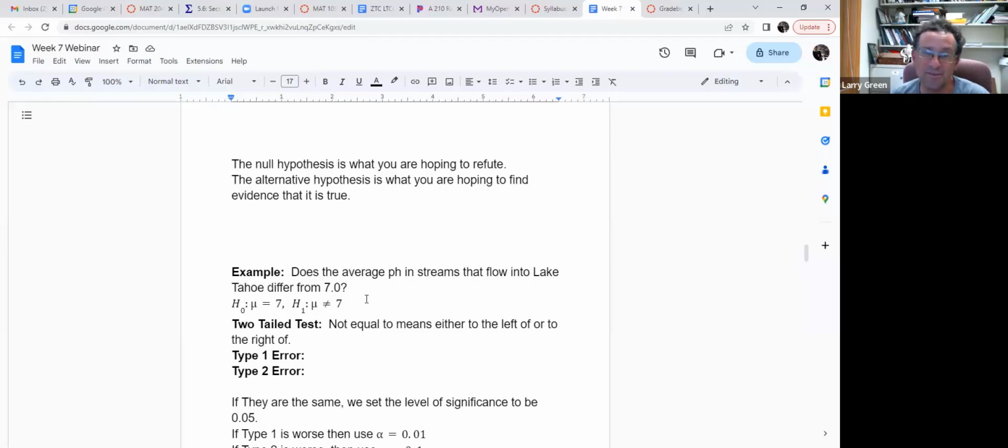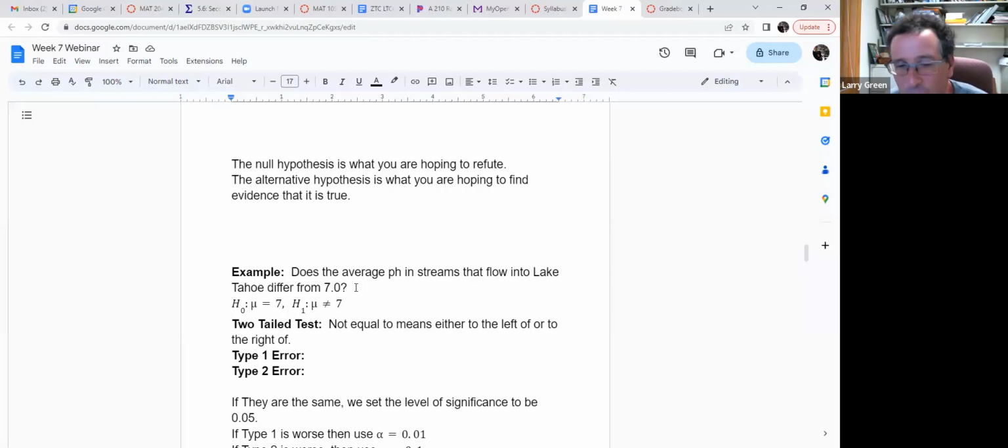And the question is, does the pH in streams that flow into Tahoe differ from 7.0? And again, if you haven't had chemistry, I'll tell you, pH is a chemical thing that tells you how acidic water is. And the pH of pure water is 7.0. If it's very far from 7.0, and it's very low, it's acidic. If it's very high, it's called basic.